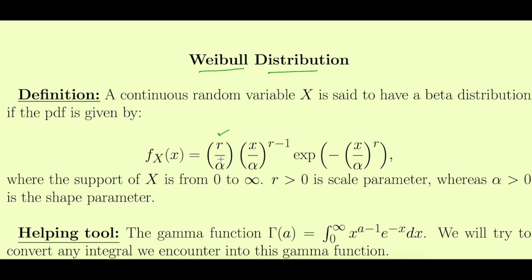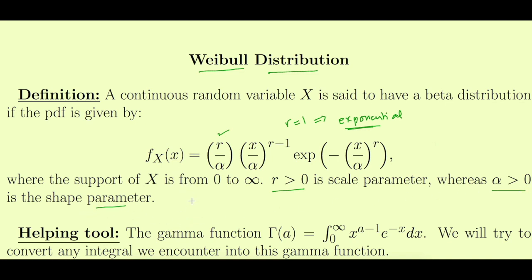Okay, now note that if I put r is equal to 1 here, then this term goes away and we have 1 over alpha here and we have e to the minus x over alpha. So this means we have an exponential distribution here. For r equal to 1, this collapses to an exponential random variable. Okay, and r is always positive, which is also known as a scale parameter, and alpha is also positive, which is known as the shape parameter.